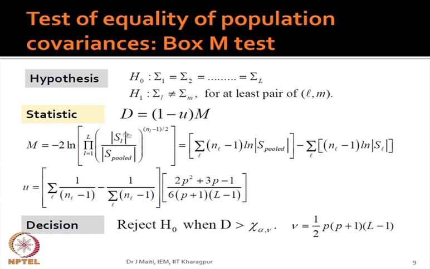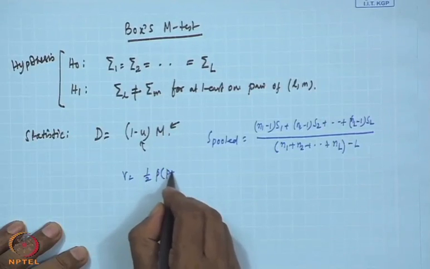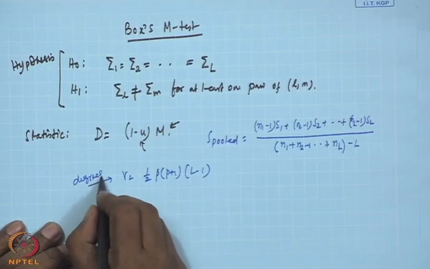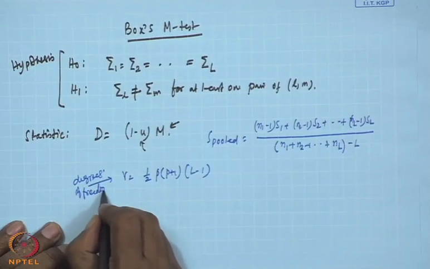So, now if you put M and U in D, D follows a chi-square distribution with ν degrees of freedom, where ν is 1 by 2 p into (p + 1) into (L − 1). Okay, so you have to remember this. What is your ν value? ν equal to half p into (p + 1) into (L − 1), that is the degrees of freedom for D.